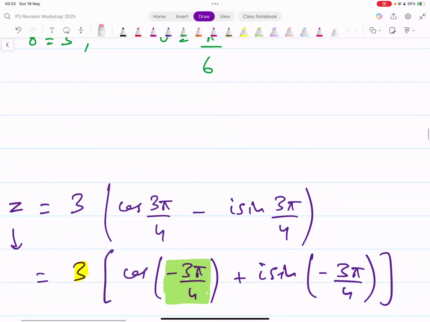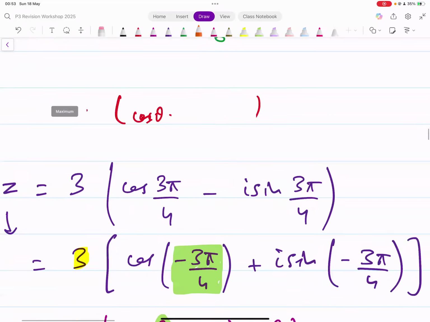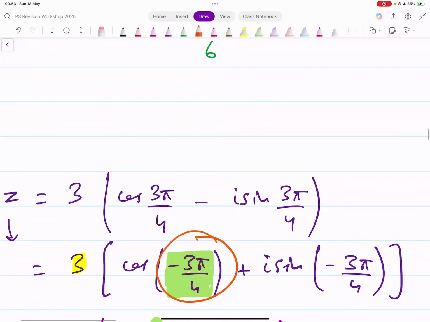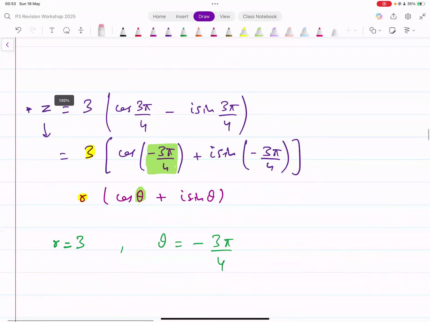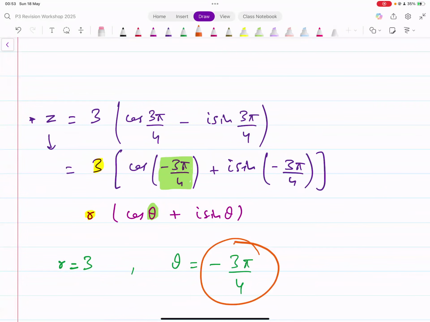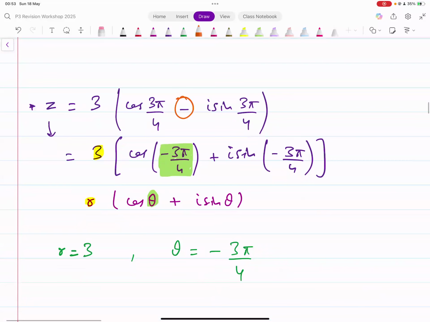However, if you were to simplify this, as I just told you, the minus sign inside the cos disappears. So that could be simplified to this. And the minus sign inside the sine function comes outside. That's why this becomes negative. So the argument from this would actually be minus 3 pi over 4. The modulus is 3. So in problems like these, you can just remember, whenever you have a negative sign here, that means the argument is negative.